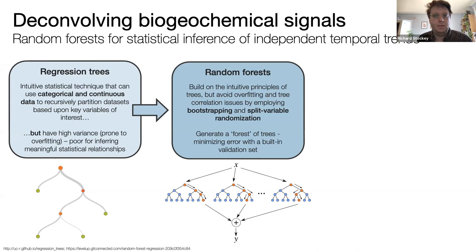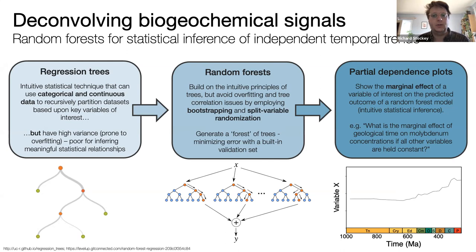And the particularly appealing thing about random forests is that they enable us to generate partial dependence plots, which show the marginal effect of a variable of interest on the predicted outcome of a random forest model. So to read my example here, we could ask, what is the marginal effect of geologic time on molybdenum concentrations if all other variables are held constant? And the results I'll show on the next slide are partial dependence plots.